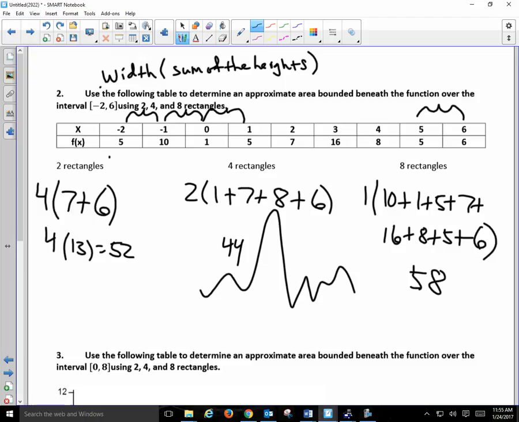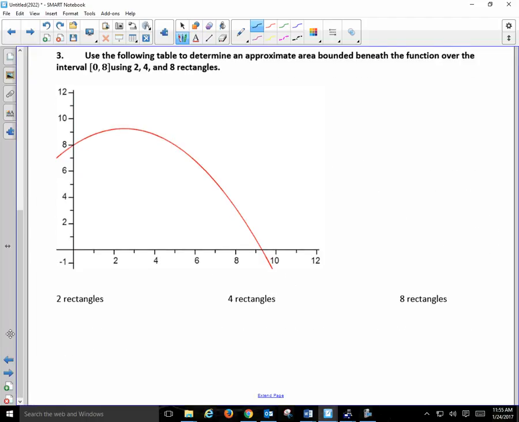Now we are not given a table and we're not given a function. It just says, look at the curve and approximate the area over the interval 0 to 8. So if I'm going from 0 to 8, my width is 8. What's going to be the width of each rectangle if I do 2? 4. So I have 4 times, and we do 2 rectangles. I go from 0 to 8, so I'm going to divide it at 4.